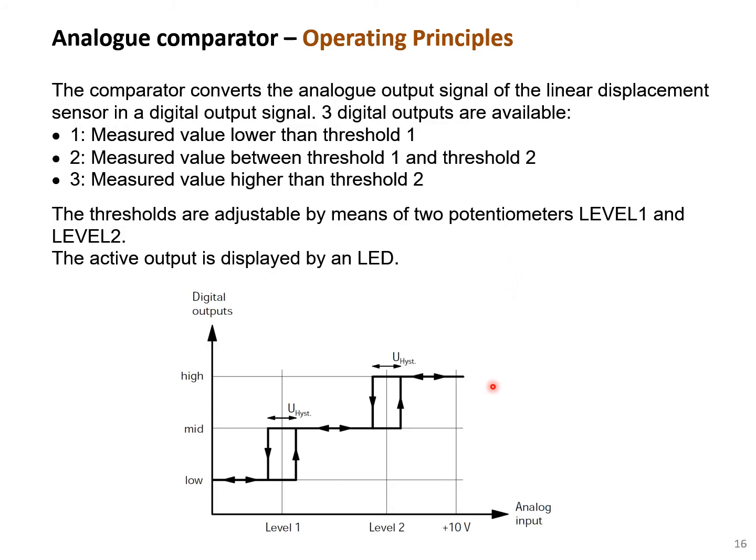So the comparator converts the analog output signal of the linear displacement sensor into a digital output signal. 3 digital outputs are available. Not at the same time, of course, we cannot have 3 digital outputs at the same time, but we could have any of these statuses. Okay, so it could be in the first one, measured value lower than the threshold 1.